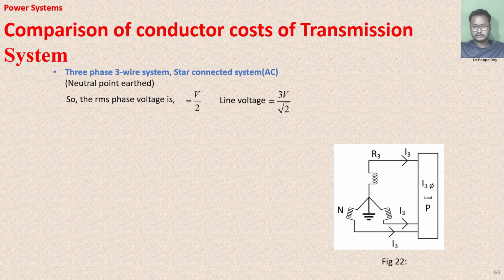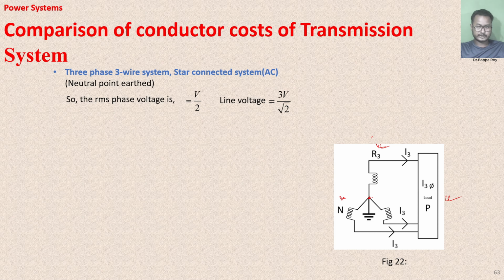You can see here in the figure, same load P. I3 current is flowing through it. And the resistance is R3. This one is the neutral point. So in the three-phase system, the neutral point is earthed. This middle neutral point is earthed.